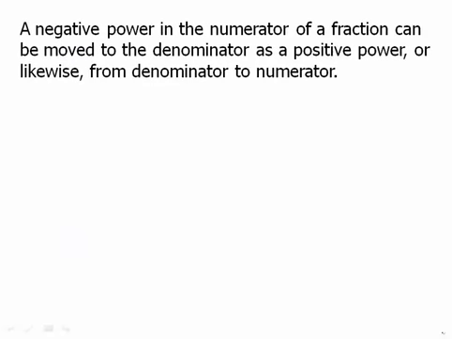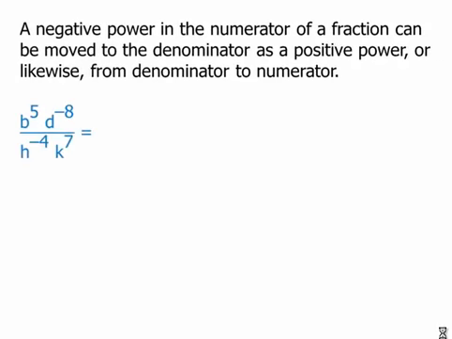A negative power in the numerator of a fraction can be moved to the denominator as a positive power, or likewise from the denominator to the numerator. So for example, if I have this fraction and I need to simplify it, that d to the -8 in the numerator, if I move that to the denominator, it will be a d to the positive 8. That h to the -4 in the denominator, if I move that to the numerator, it will become h to the positive 4. And so this is the expression now written with all positive powers.